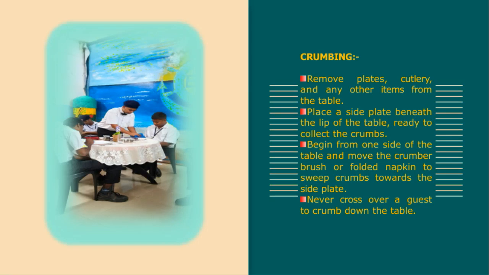First, it's important to remove all plates, cutlery, and any other items from the table to keep things tidy. Then, place a side plate beneath the lip of the table, which will be used to collect the crumbs as you go. When you're ready to start, begin from one side of the table and use a crumber brush or a folded napkin to sweep the crumbs towards the side plate.